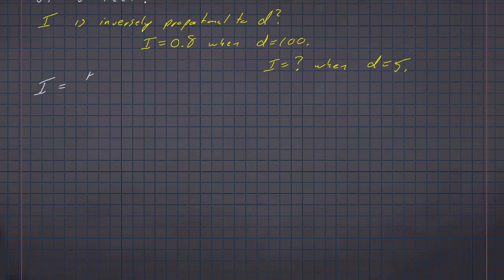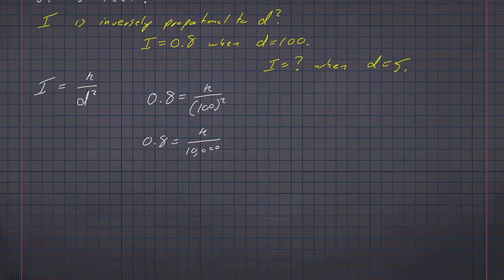I equals some constant over d squared. I equals 0.8 when d is 100. So 0.8 is equal to some constant k over 100 squared. 100 squared is 10,000, and multiplying both sides of the equation by 10,000 gives me that 8,000 is the value of k.